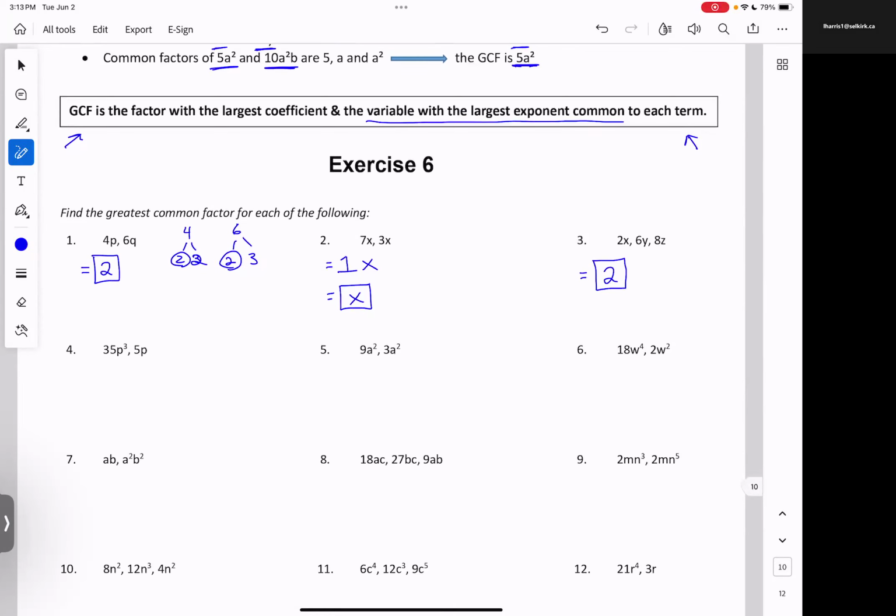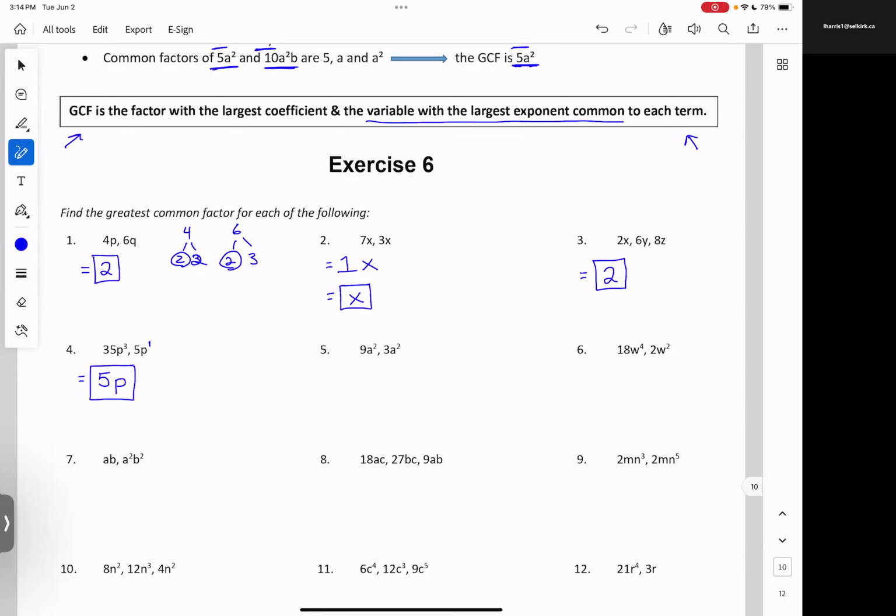Let's do one more row together. So we've got 35p cubed and 5p. So 35 and 5, greatest common factor is 5. And then p cubed and p, we want the variable with the largest exponent that's in common. So we've got a p to the power of 1 and a p to the power of 3. So we only have one p in common to both terms. So it would be 5p.